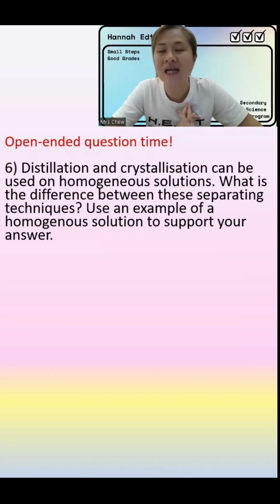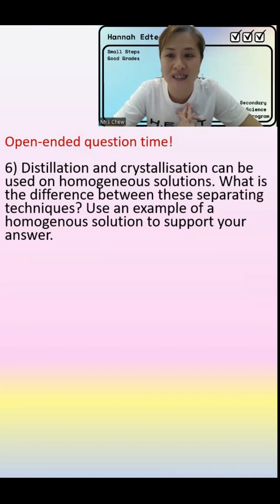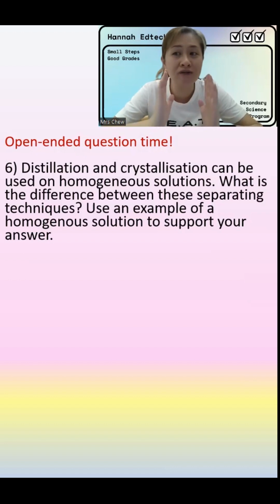Number 6, distillation and crystallization can be used on homogeneous solutions. What is the difference between these separating techniques? And use an example of a homogeneous solution to support your answer. Yes, both distillation and crystallization can be used on homogeneous solutions. Homogeneous solutions are solutions that are uniformly mixed.